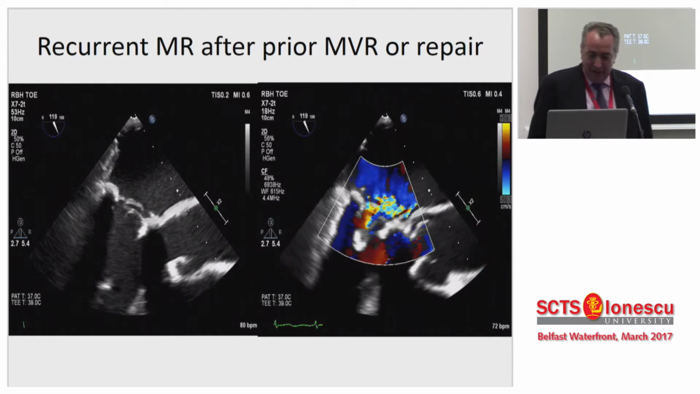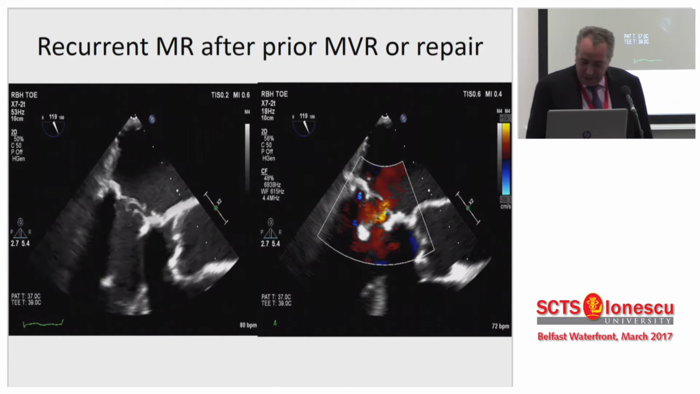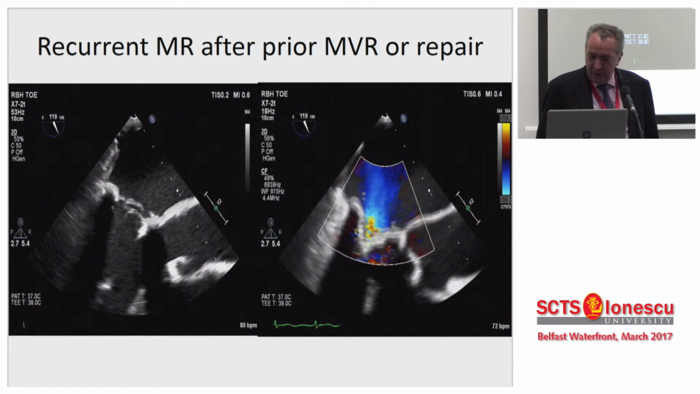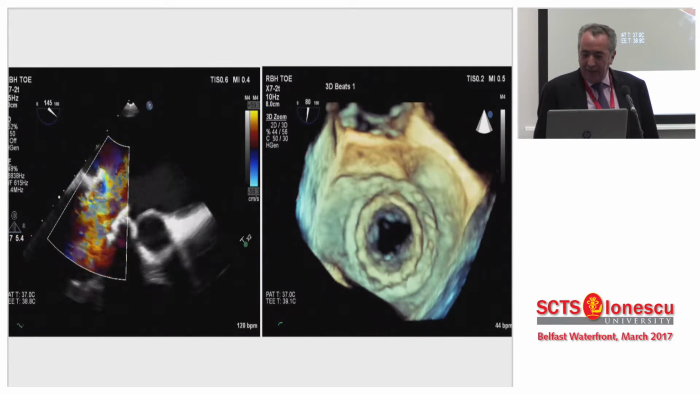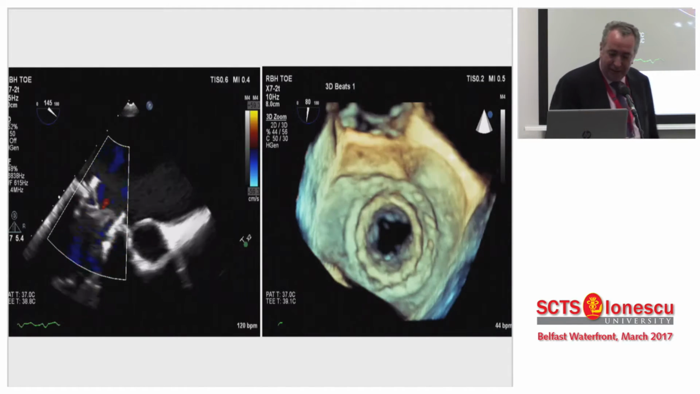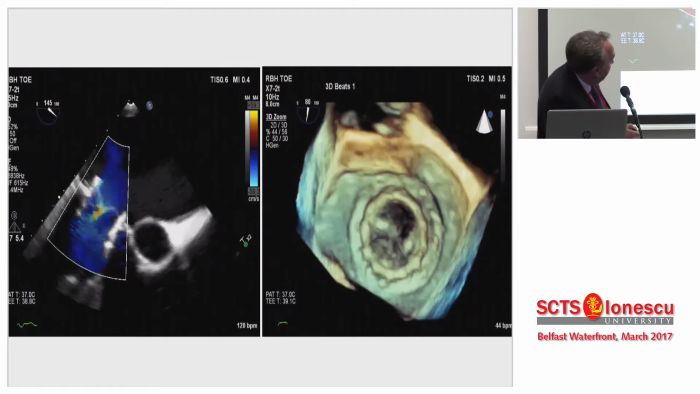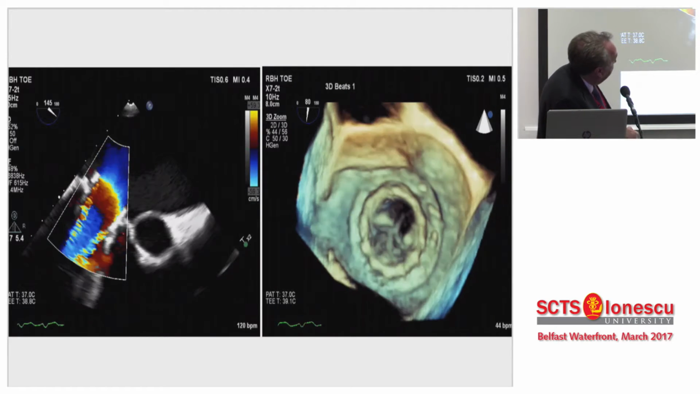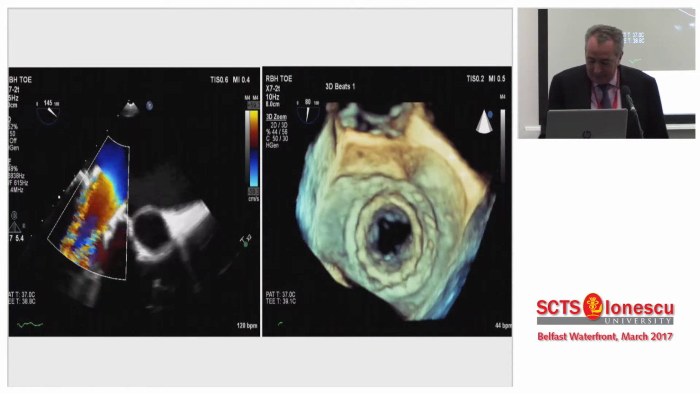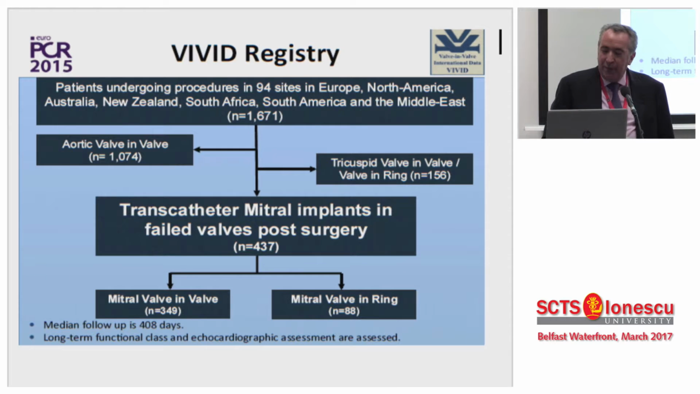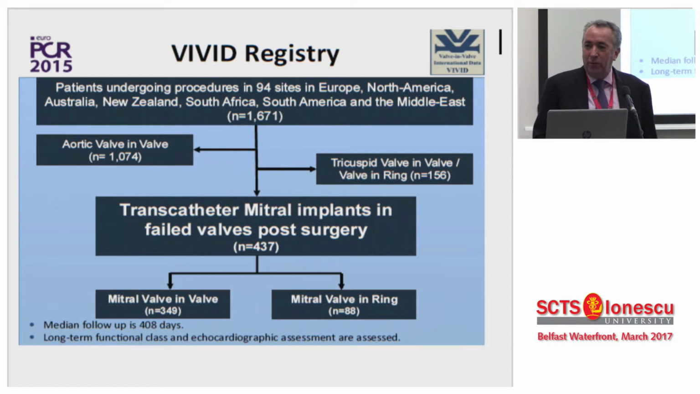So what about this pathology? Recurrent mitral regurgitation after prior surgery or repair. You can get very nice results by transapically or transeptally implanting a Sapien valve into these devices. But this is not the most straightforward procedure. The Sapien's a great device, but it's a one-shot device, and if you get it in the wrong place, it's not a very happy scenario.